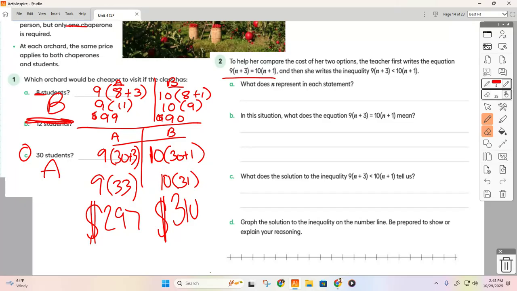Okay, so the 9, they have an n, I have an 8 and a 30. They have a +3, we have a +3. What is n representing in the statement? What is n? It's a variable. It represents a number we don't know. What is it? The number of students. So n is the number of students.